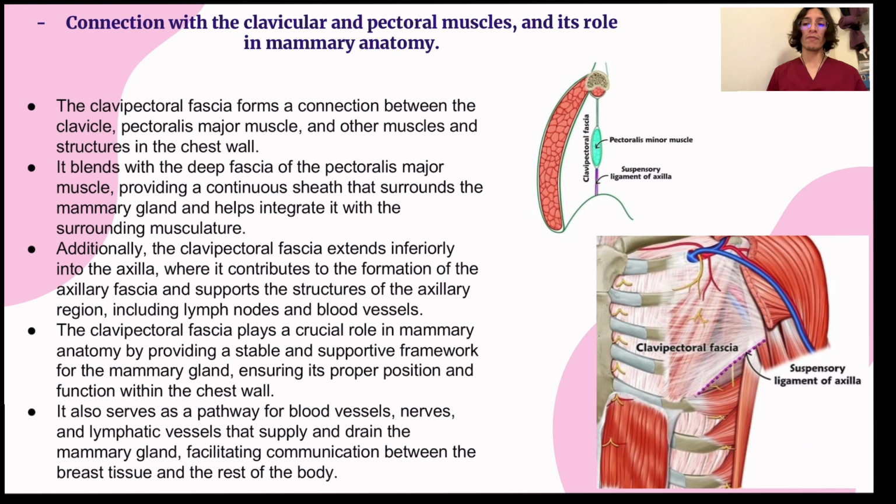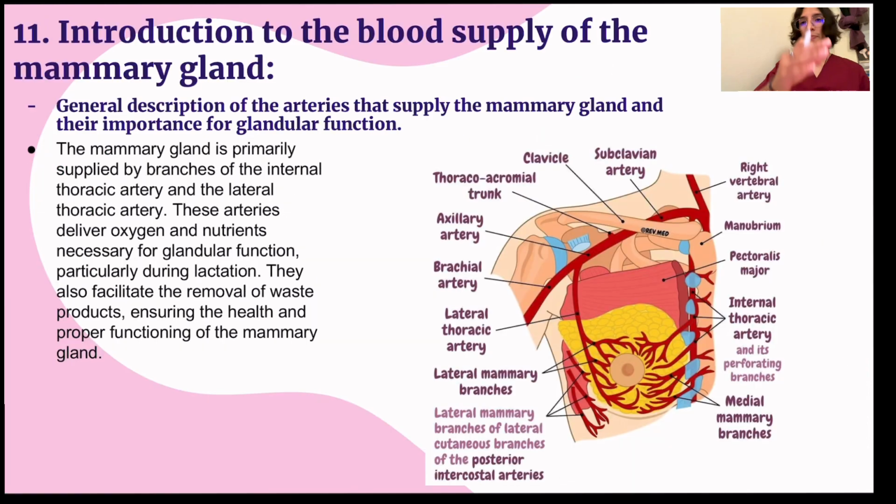The clavipectoral fascia plays a crucial role in mammary anatomy by providing a stable and supportive framework for the mammary gland, ensuring its proper position and function within the chest wall. It also serves as a pathway for blood vessels, nerves, and lymphatic vessels that supply and drain the mammary gland, facilitating the communication between the breast tissue and the rest of the body.